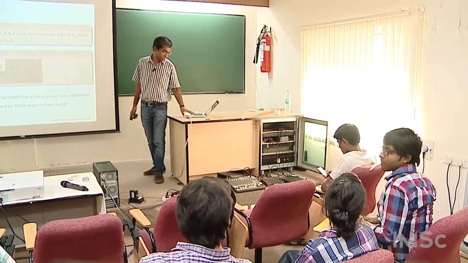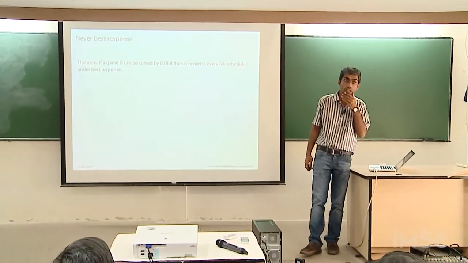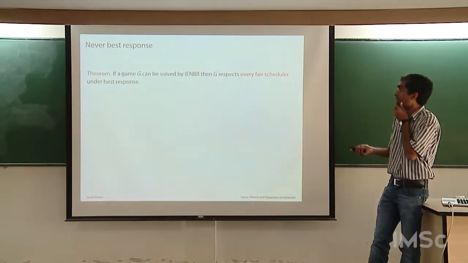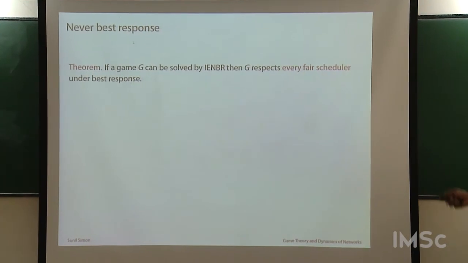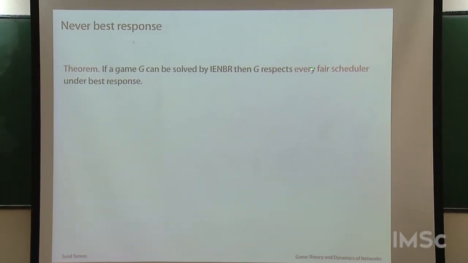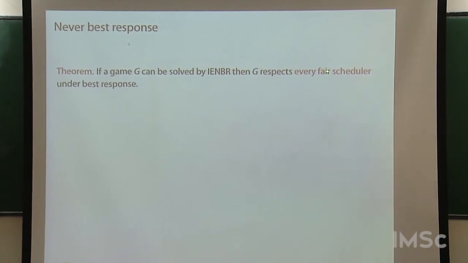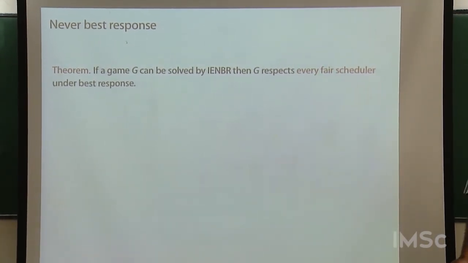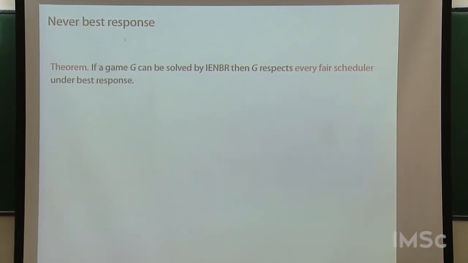Okay. So why are we doing all this? Let's complete the cycle and this theorem. If a game can be solved by iterating this process, then that game respects every fair scheduler. What does that mean? What does fair mean here? Fair just means that if a player is not happy, then eventually he becomes happy or he is scheduled.